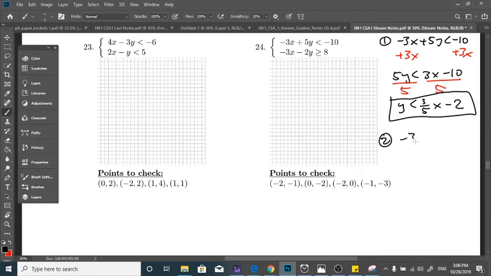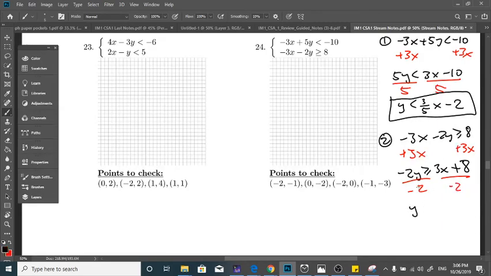Then the next one we have 3x minus 2y is greater than or equal to 8. Add 3x. Minus 2y is greater than or equal to 3x plus 8. We divide by negative, so this sign will change to less than or equal to. Then we have negative 3 over 2x. 8 over negative 2 is going to be negative 4. Okay, so let's graph the lines.